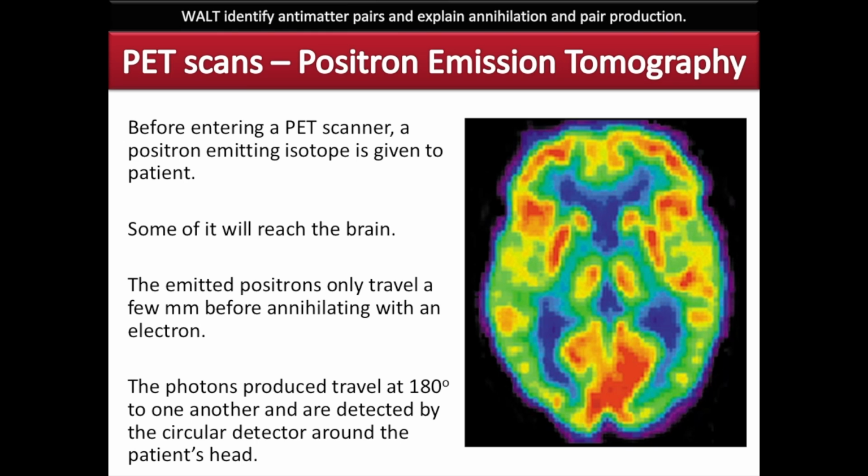The annihilation produces two photons of equal energy. One travels in one direction and the other 180 degrees away from it. They are then detected by the scanner outside of the patient, and this information is then used to build a picture of the tissue inside.